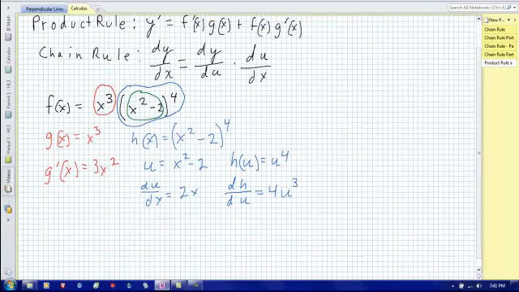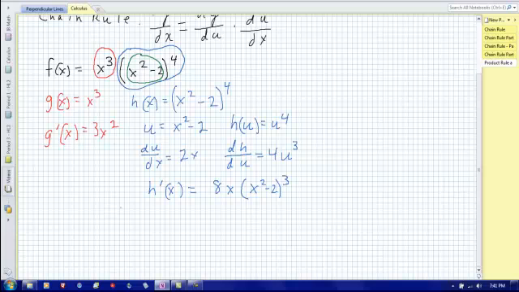Now we finish off this derivative here, and we find that h prime of x is equal to, now let's put the 2x times the 4, so it's going to multiply these together. We get 8x, and then the inner function, the x squared minus 2 cubed. Okay, so we have our derivative now for h. So we have the first function and its derivative, the second function and its derivative. So now we're ready to write the derivative of f.